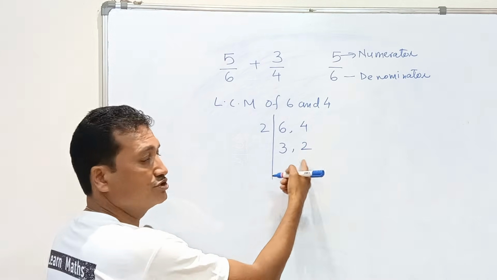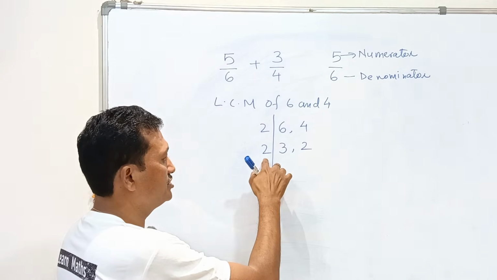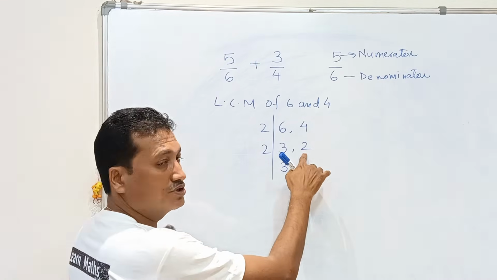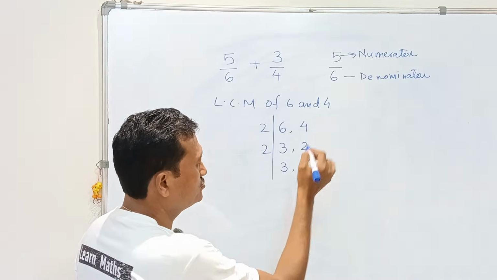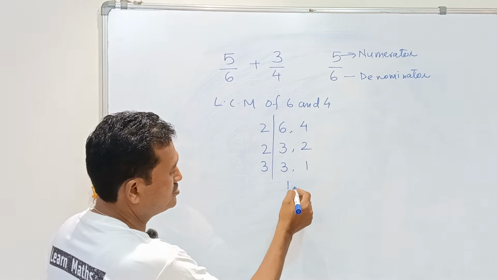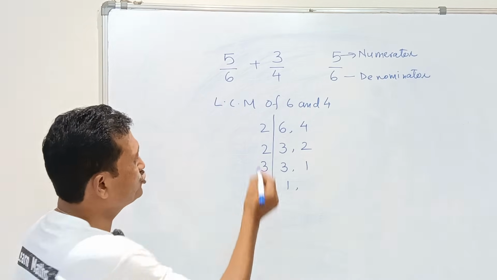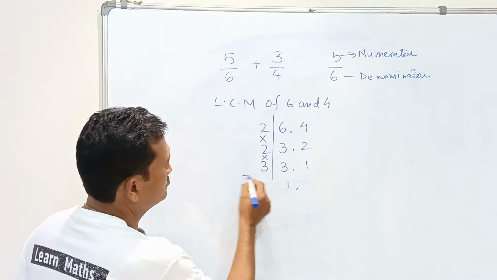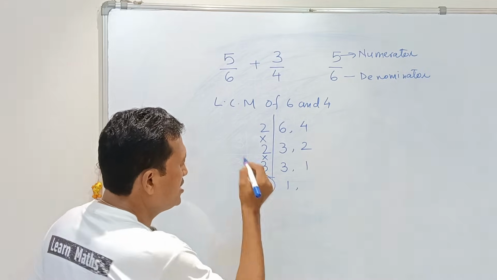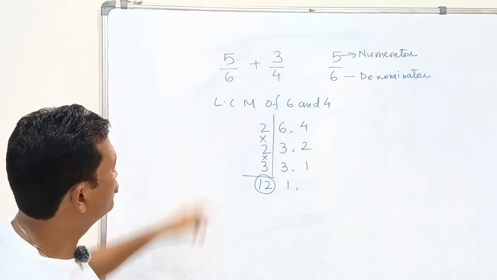Again we'll divide 3 and 2. So I can take again 2. 3 doesn't divide by 2, so we'll take 3 as it is. Now 2 divided by 2 gives us 1. 2 times 1. Now this 3 has to be divided by 3. 3 ones. Okay, now the division is done. Factorization is done. Now we need to multiply all these three numbers. So 2 into 2 is 4, 4 into 3 is 12. So what is the LCM of numbers 6 and 4? That is 12. So now we are going to make their denominator 12.